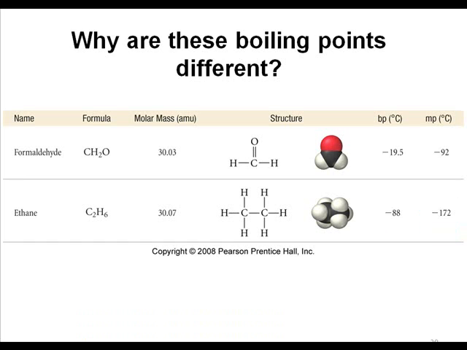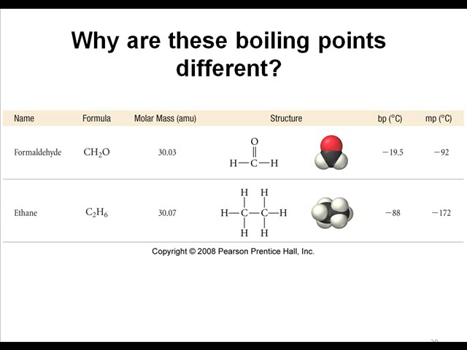So take a look here. You have formaldehyde and you have ethane. Now take a look at formaldehyde. Its formula is CH2O. You can see the structural formula, and you'll notice that the boiling point is minus 19.5 and the melting point is minus 92. Now take a look at ethane. Ethane is not polar. It's nonpolar, and its boiling point is minus 88.